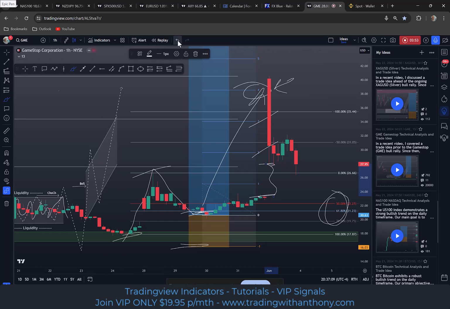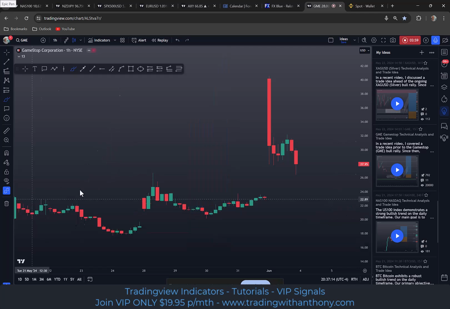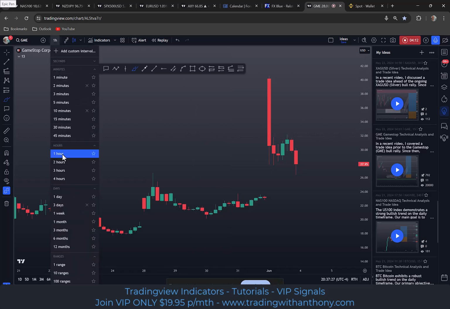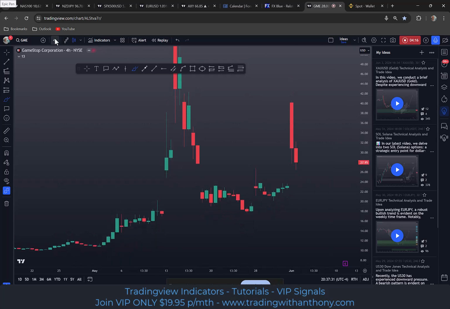Let me just delete a few of these. In fact, I'll just get rid of the whole thing. We'll just clear the whole chart. There you go, righto. So we've got here now this rally, and it's a bullish trend. Just maybe go out to the 4H. Okay, I'll come back to the 1H. We just get a bit more data on the chart.